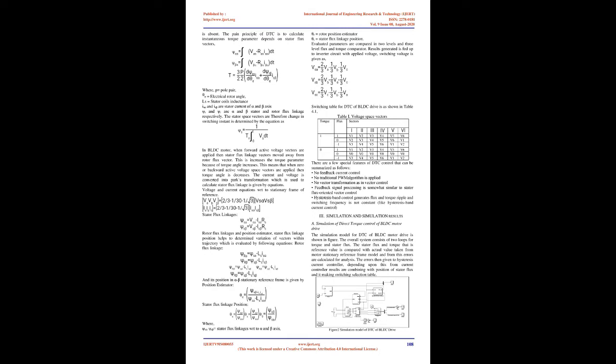In DTC, the current controller is absent. The main principle of DTC is to calculate the instantaneous torque parameter depending on stator flux vectors. In the BLDC motor, when forward active voltage vectors are applied, then the stator flux linkage vector moves away from the rotor flux vector. This increases the torque because the torque angle increases. This means that when zero or backward active voltage space vectors are applied, then the torque angle decreases.